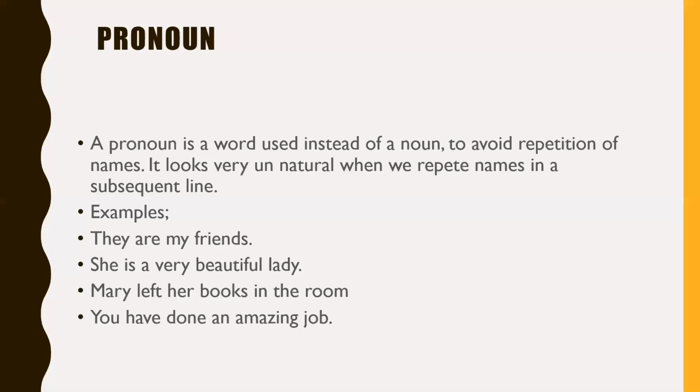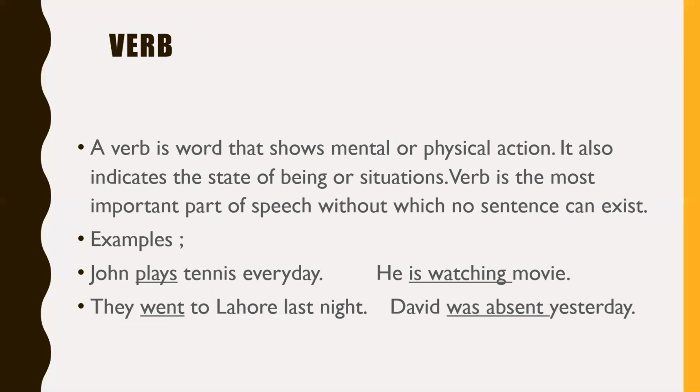Now, come to the next one, verb. A verb is a word that shows mental or physical action. It also indicates the state of being or a situation. Verb is the most important part of speech, without which no sentence can exist. Examples here are: John plays tennis every day. He is watching a movie. They went to Lahore last night. David was absent yesterday. Now, understand verb.